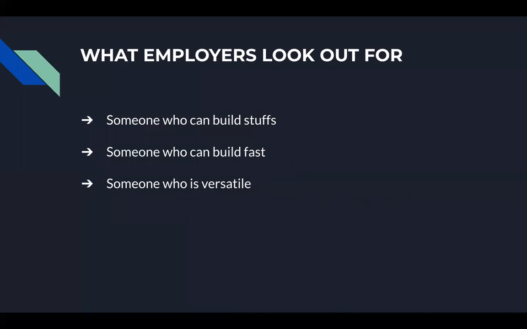So the next thing is what employers look out for. Employers look out for someone who can build stuff. If someone wants to employ you, he or she wants to employ you to build an application. So they are not just employing you because you know Java. They want you to build something for them. So employers want someone that can build stuff. That is why you should always try to collaborate with people and build stuff, so that when it comes to you working for an employer, you should know how to build something.